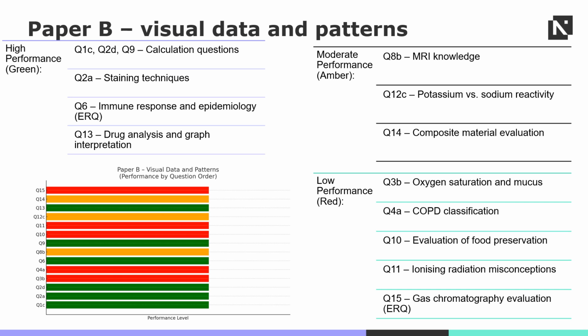These performance patterns clearly indicate the need for more contextual teaching of physics and chemistry content and more practice with analytical writing in science contexts.